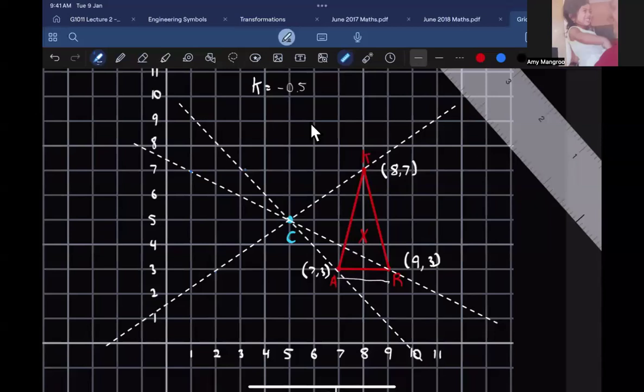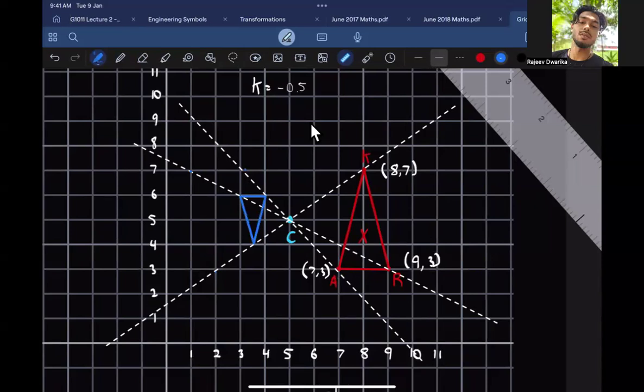From A to R, it would be 1, right? It would be 1. So that might probably be somewhere over here. Yeah, the point for A would be somewhere there.